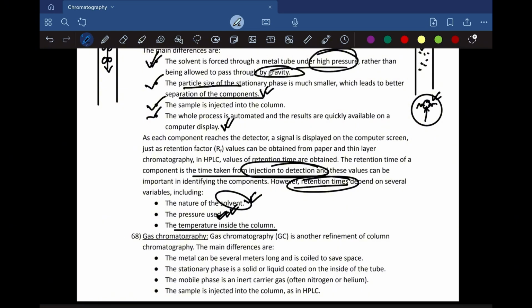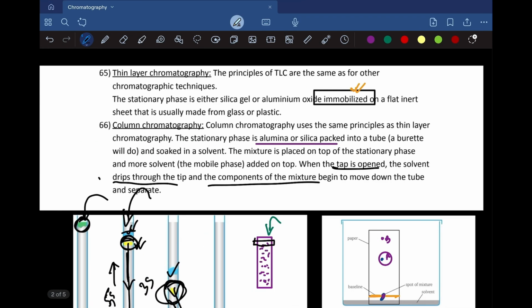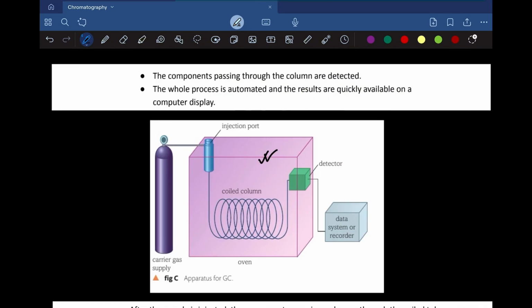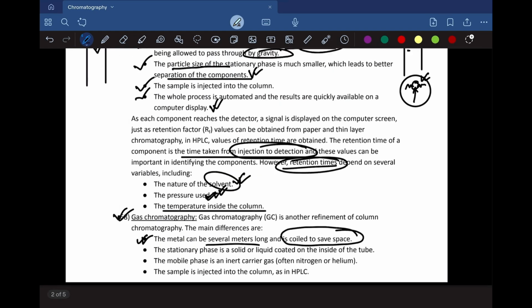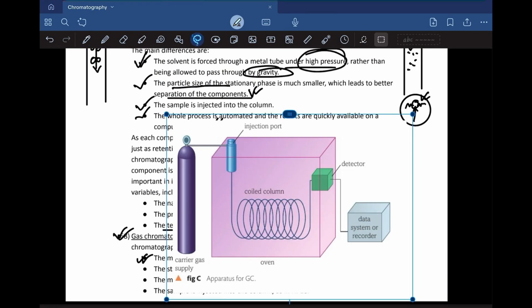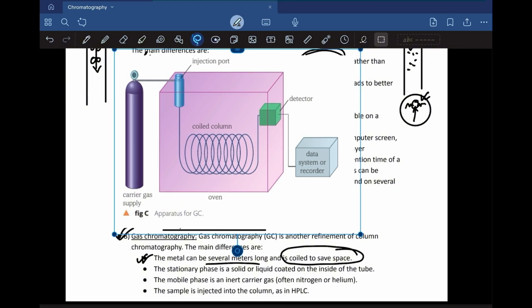Now let's go through gas chromatography. What is actually gas chromatography? Gas chromatography is another refinement of column chromatography. The main difference is that there will be a metal tube, which will be several meters long and it will be coiled to save space. If I show you the picture, this is actually the metal tube. Let's paste it right here to show you in a more detailed way.